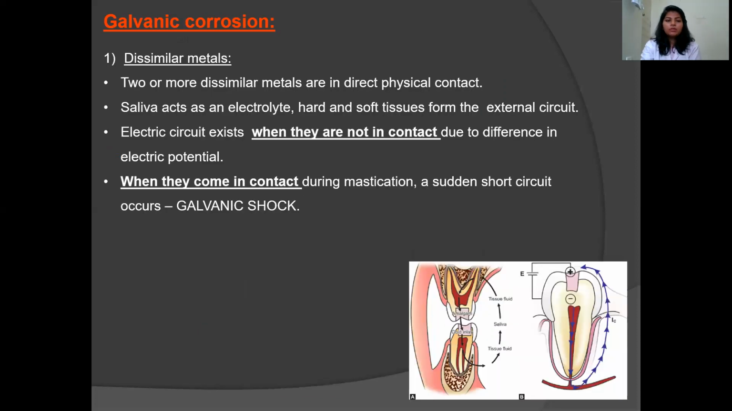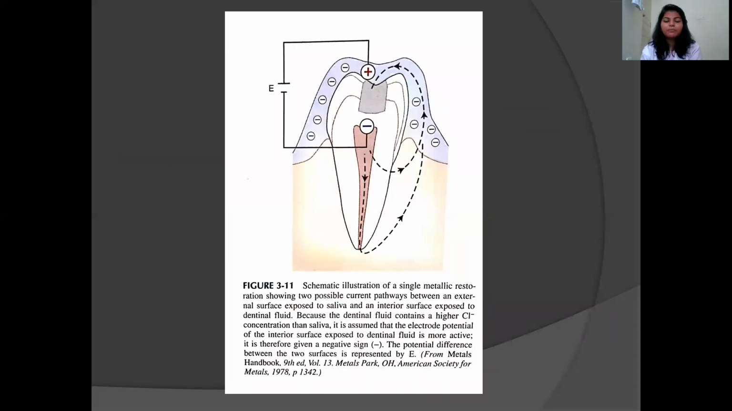This is a tabular column which gives you the electromotive series of all the metals. Then comes galvanic corrosion, which is a subclassification of electrolytic or wet corrosion. With dissimilar metals, two or more dissimilar metals are in direct physical contact. Saliva acts as an electrolyte, and hard or soft tissues form the external circuit. An external circuit exists when they are not in contact, due to difference in electric potential. When they come in contact during mastication, a sudden short circuit occurs, which is called galvanic shock. This is a diagram that illustrates the previously defined galvanic corrosion.